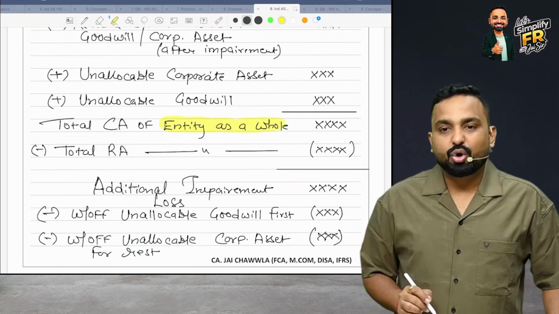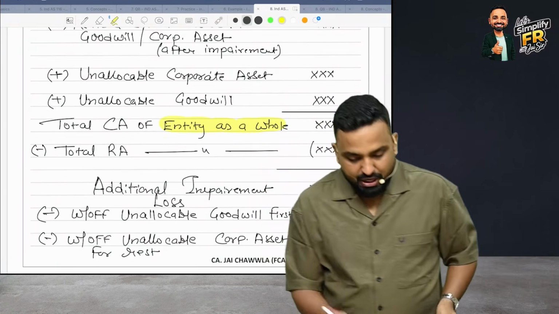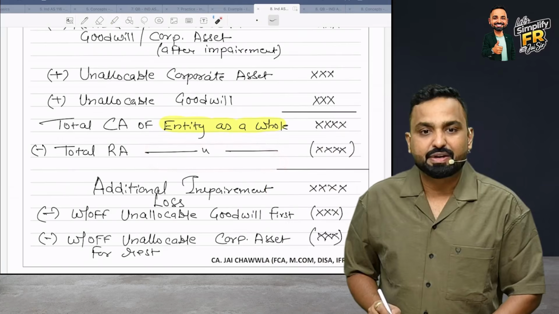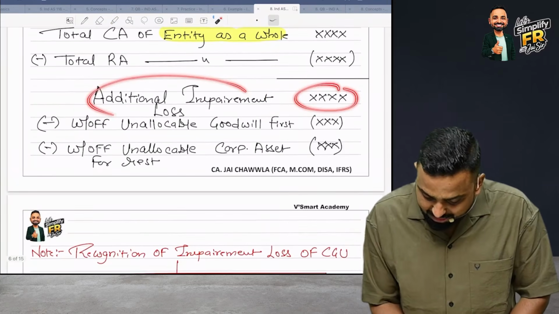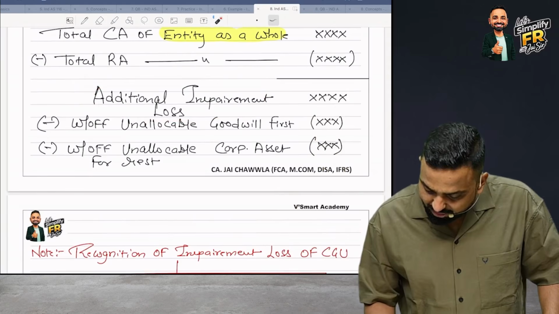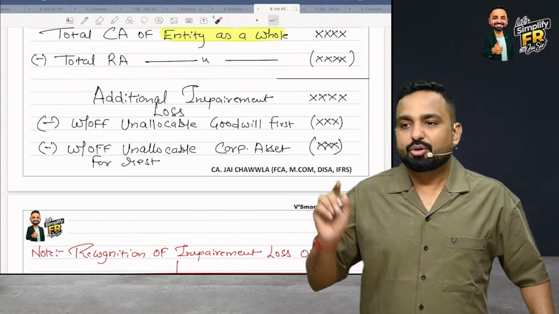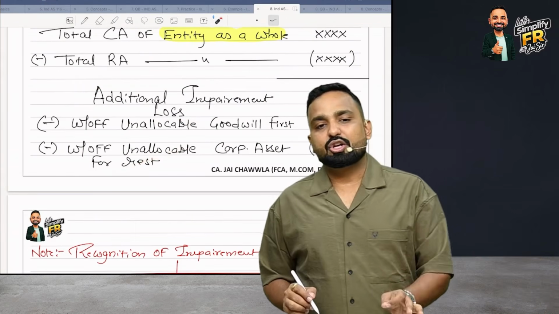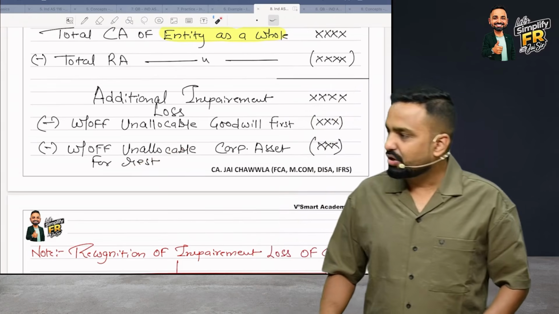So you get the entity as a whole, carrying amount and recoverable amount. This recoverable amount will be given in the question, don't worry. So again you will get the additional impairment loss. Such additional impairment loss shall first be allocated to the unallocable goodwill and then the remainder to the unallocable corporate asset, if any. Guys, understood or not?